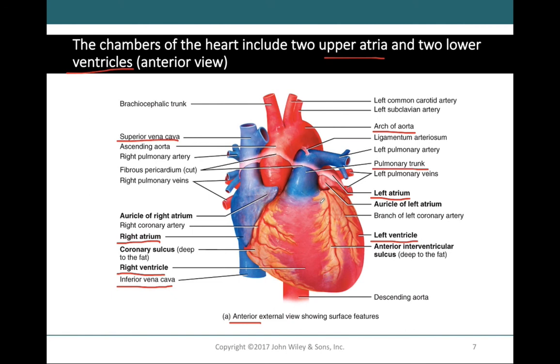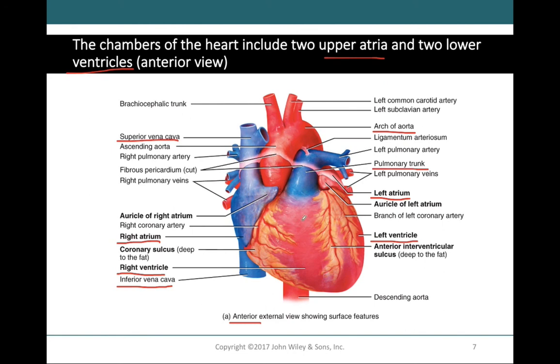They're actually going to pump through these large vessels before the blood starts communicating between the right side and the left side. So the superior vena cava and the inferior vena cava are going to be the last two vessels that are going to bring blood back to the heart from the systemic circulation. This blood is going to enter into the right atrium and eventually get pumped into the right ventricle.